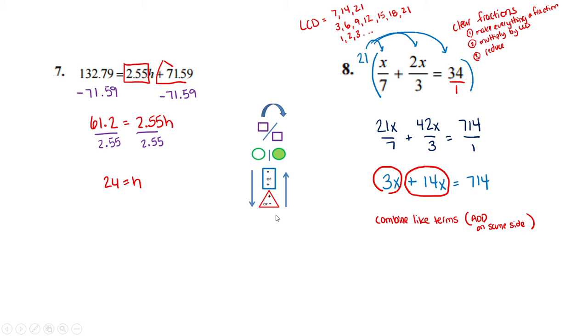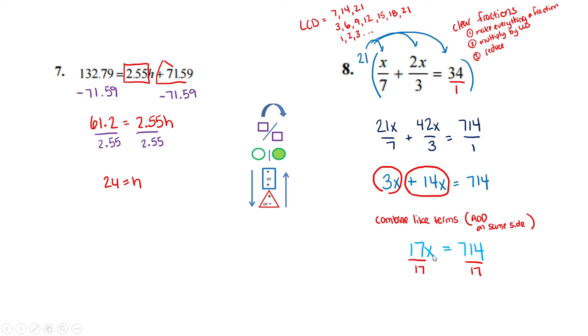Now, this is going to come up all the time, so that's why I kind of threw this in here. So you always distribute, then you clear your fractions, and then you combine your like terms before you do your rectangle and triangle, which is what I need to do here. So 3x plus 14x is going to become 17x. Then my rectangle is the number in front of x, which is 17.